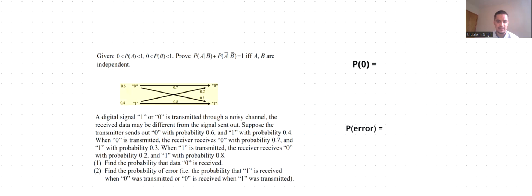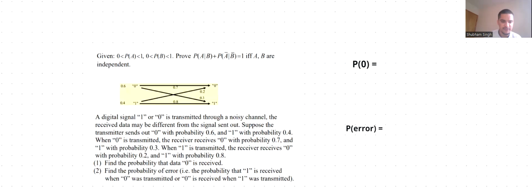And then there's a receiver that receives 0 when 0 is transmitted with probability 0.7, and it receives 1 with probability 0.3 when 0 is transmitted. And when 1 is transmitted, it receives 0 with probability 0.2 and 1 with probability 0.8. We need to find two things. The first is the probability that data 0 is received, and the second is the probability of error.